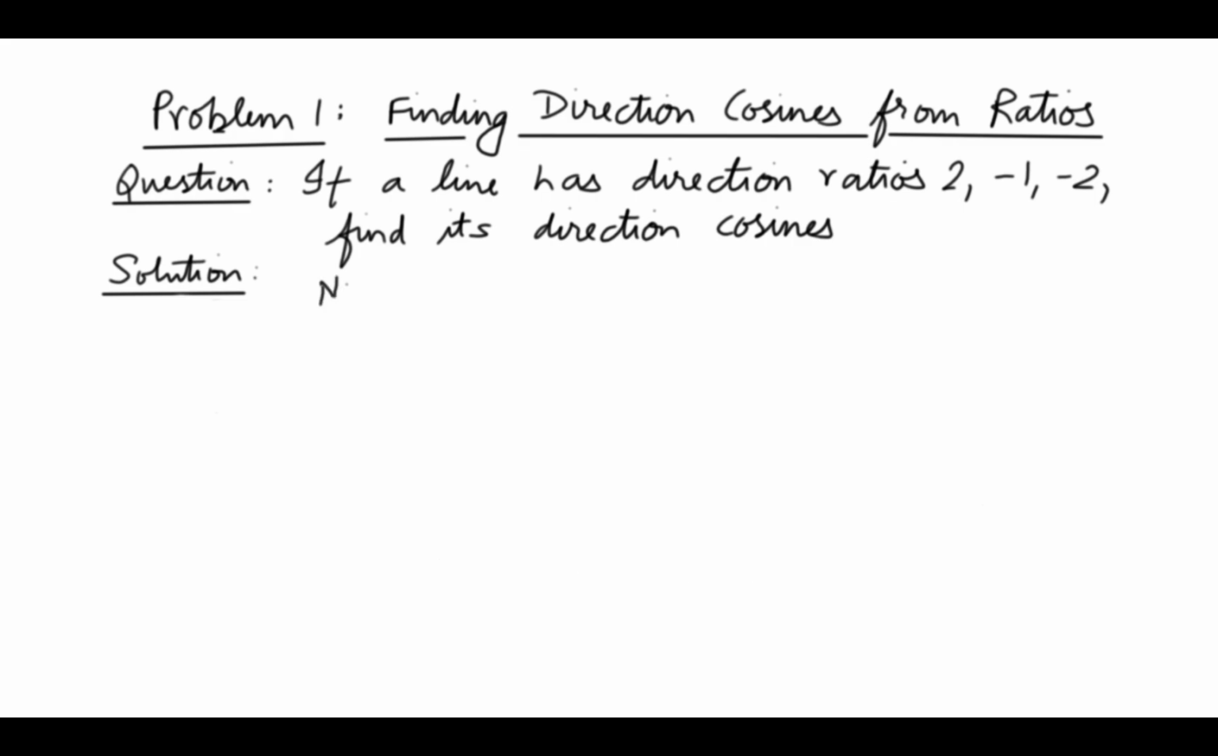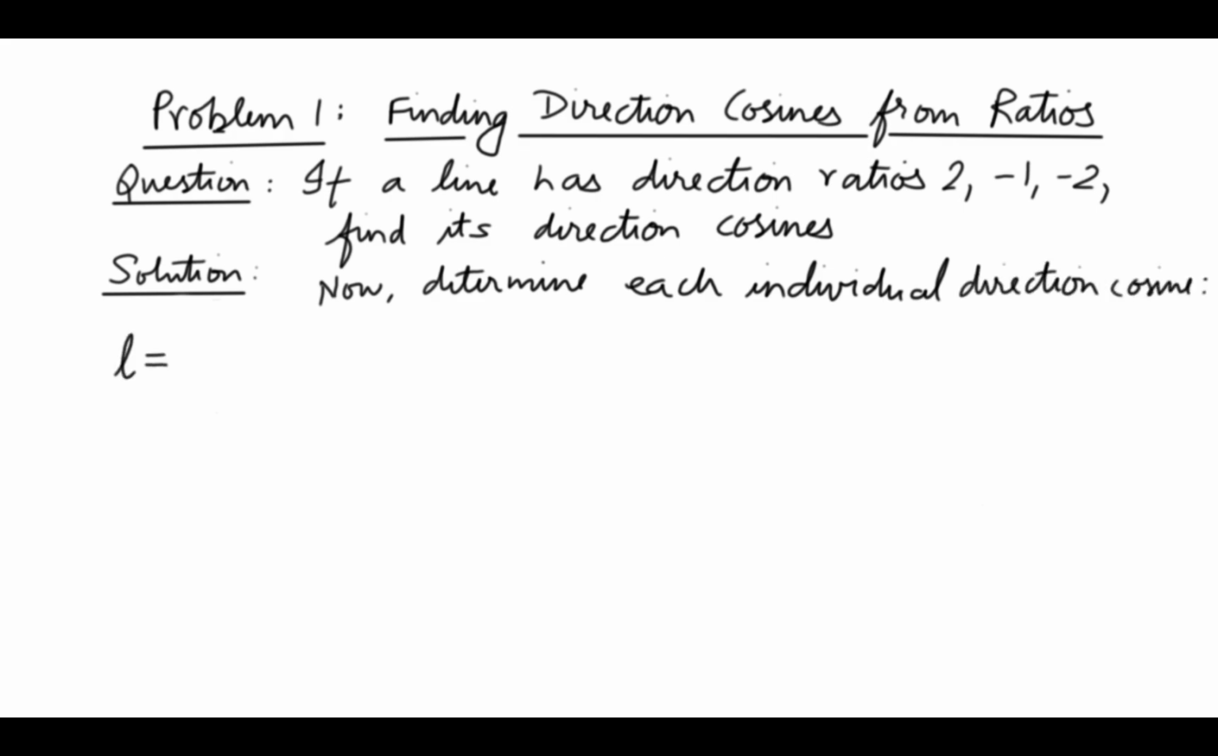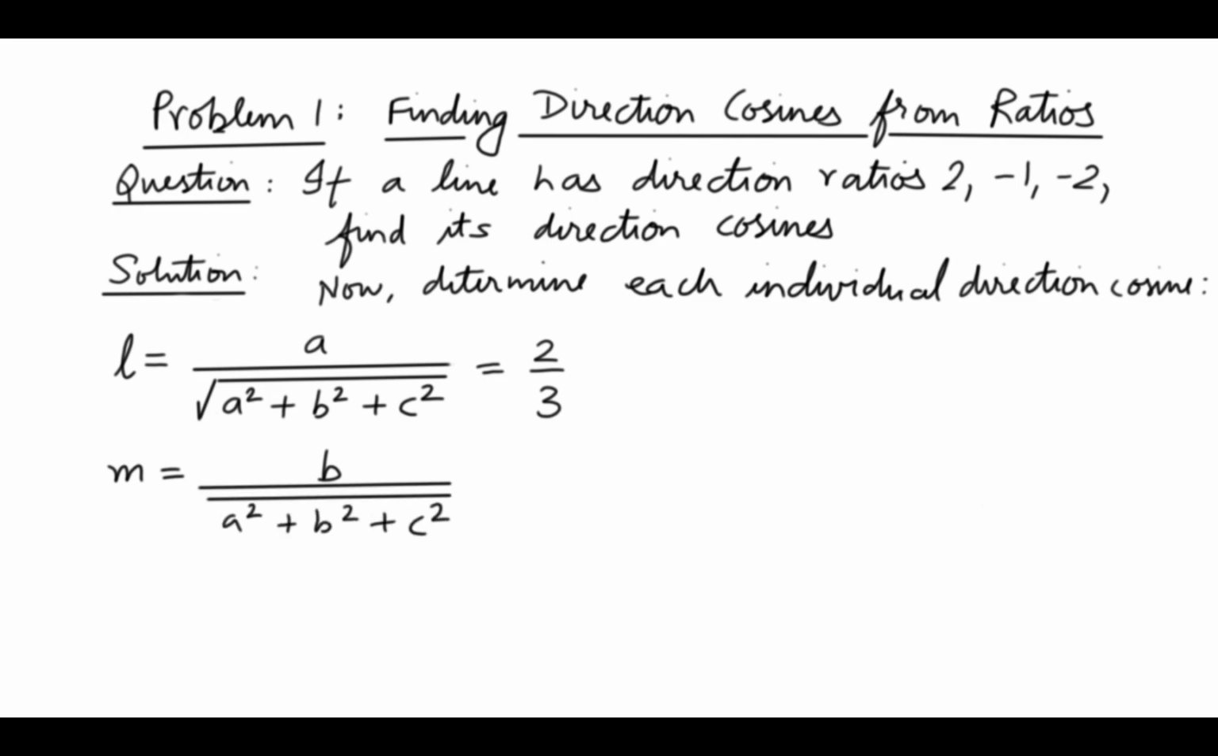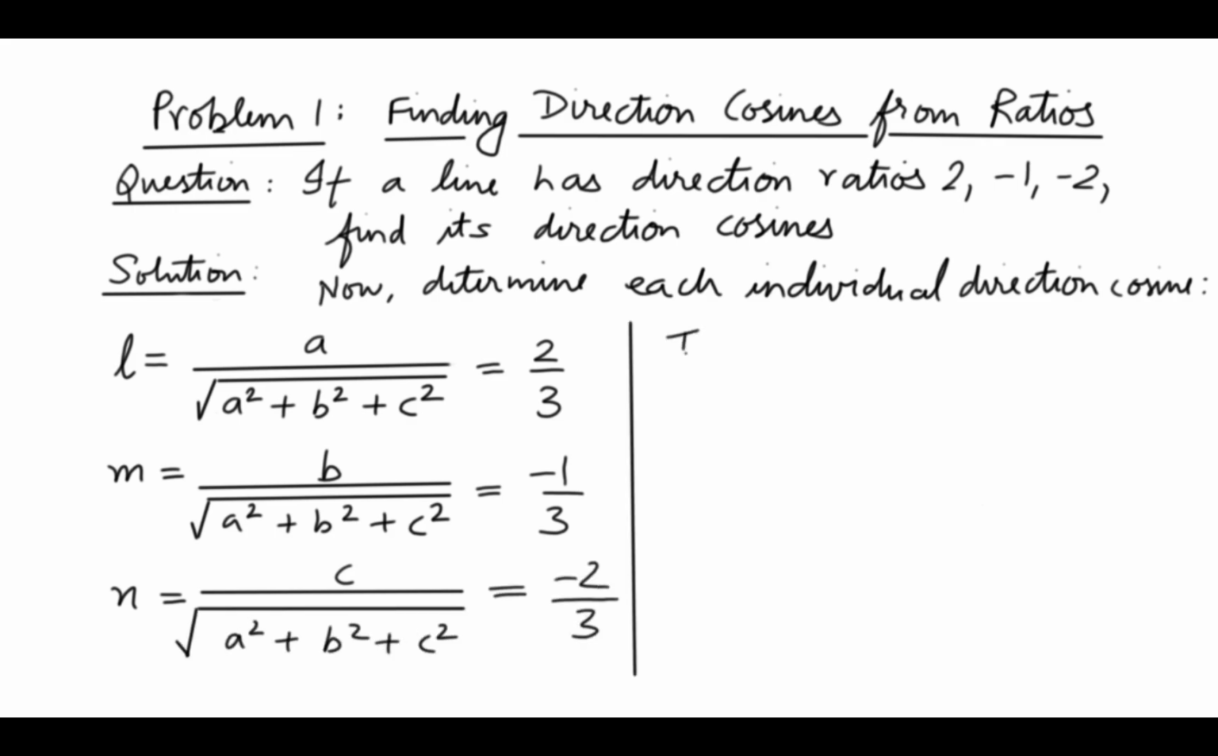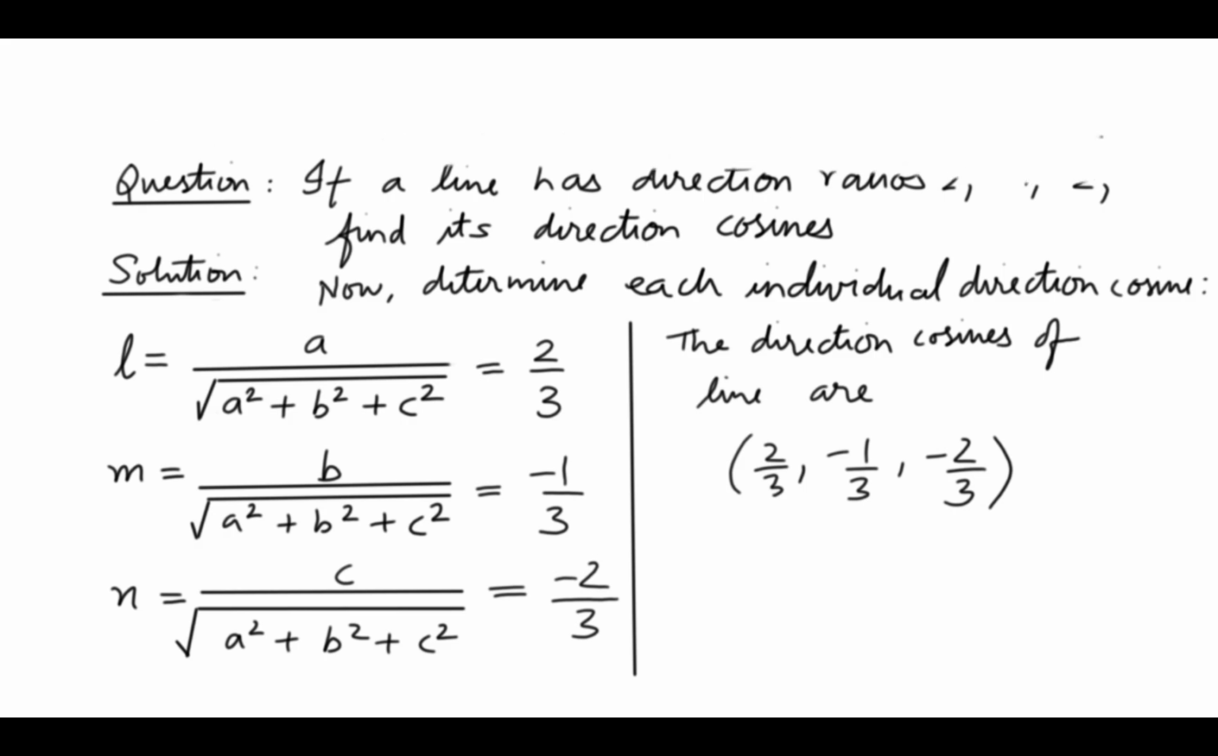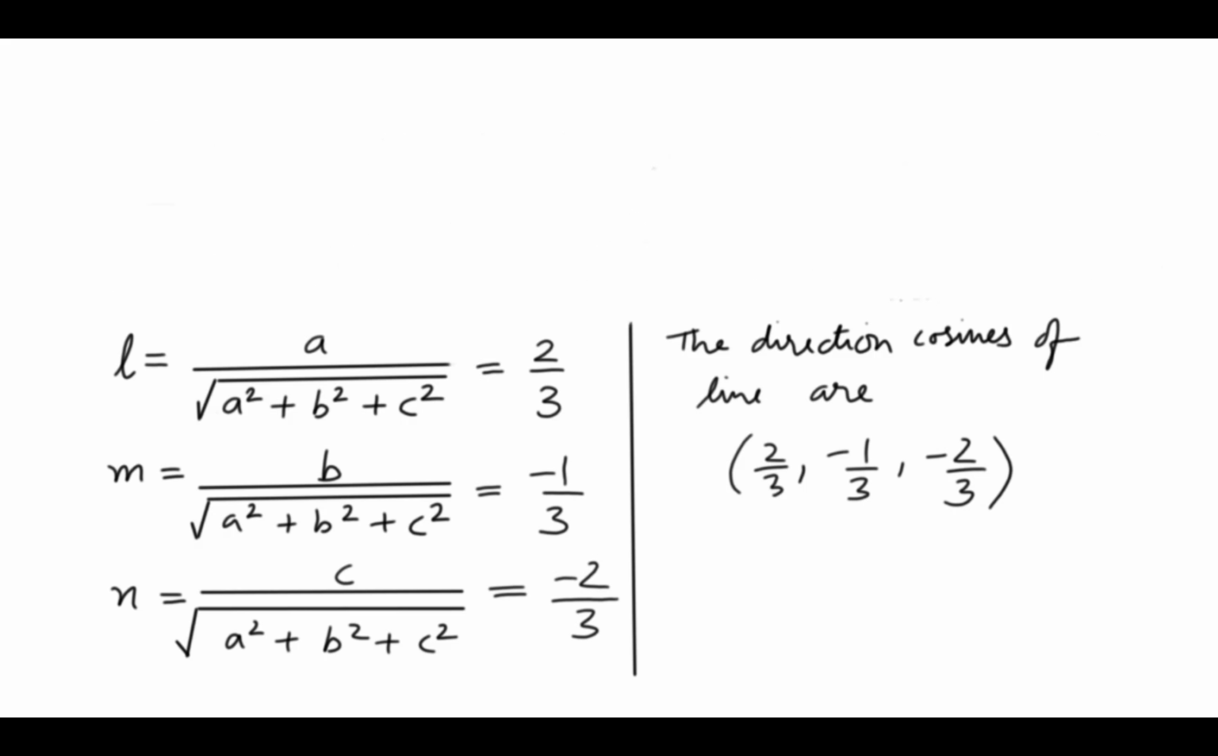Now, after getting the common normalizing denominator, we determine each individual direction cosine. So l is a upon under root a square plus b square plus c square, that is 2 by 3. Similarly, for m and n, we use b and c instead of a, and the denominator is the same. So the direction cosines are 2 by 3, -1 by 3, -2 by 3.